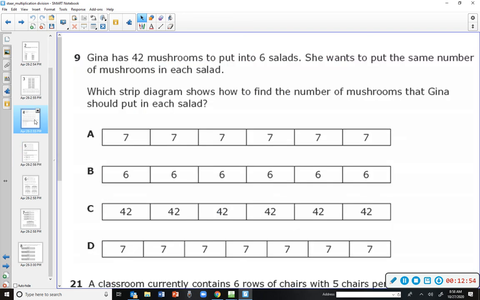But here's another one. Gina has 42 mushrooms to put into 6 salads. She wants to put the same number of mushrooms in each salad. Which strip diagram shows how to find the number of mushrooms that Gina should put in each salad? So you have to know how to make a strip diagram for the word problem that you're given and choose the correct answer. Okay?